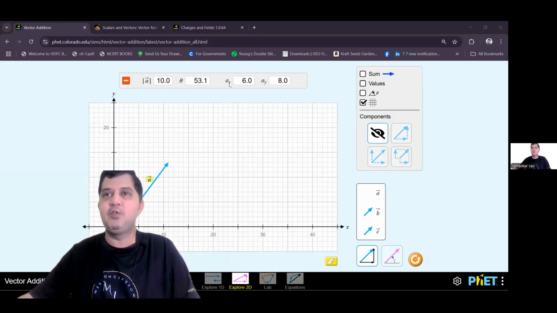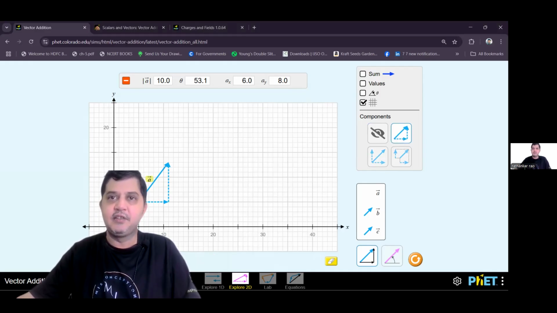And the component of the vector A along the x-axis is 6 units and along the y-axis is 8 units. Known to us. So we have resolved the vector. That's what we need to know. Now, how do you understand resolution of a vector? Let me click on this here. This shows you what your x component and y component are.